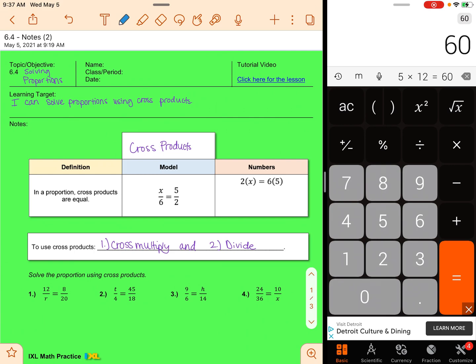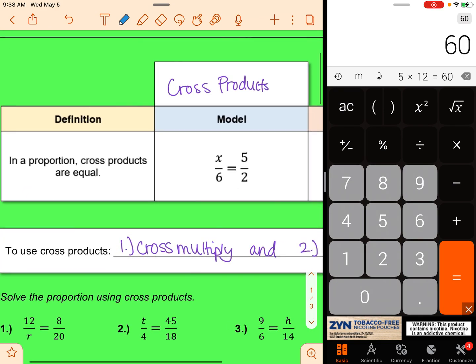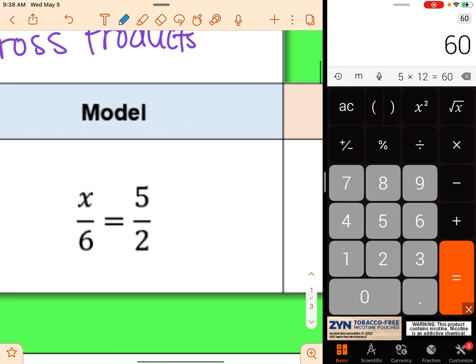We are solving proportions today. Our learning target is I can solve proportions using cross products. We talked about cross products a little bit in the last lesson. That's just the butterfly method. In a proportion, cross products are equal. So that's the definition of a cross product. Let's get started.